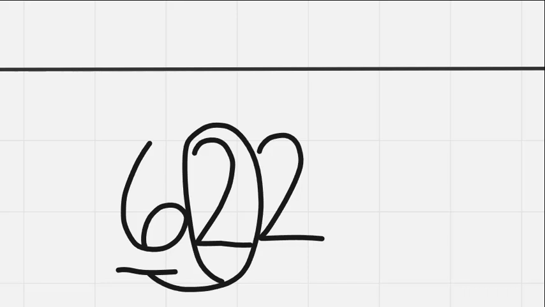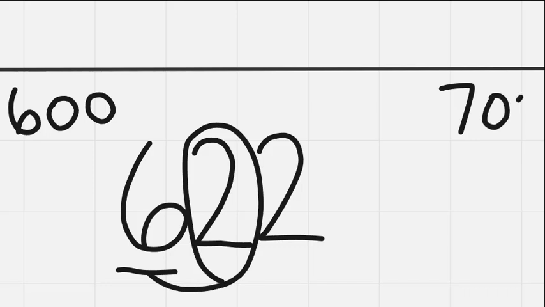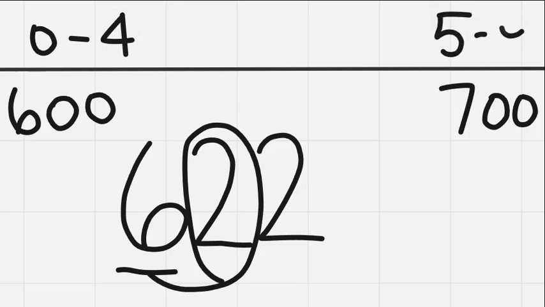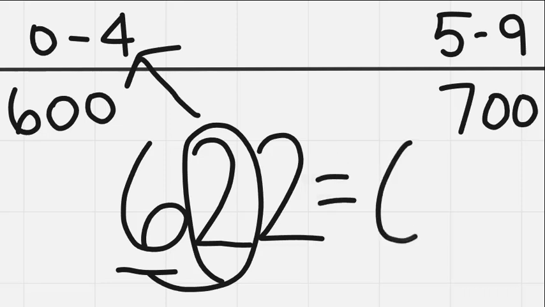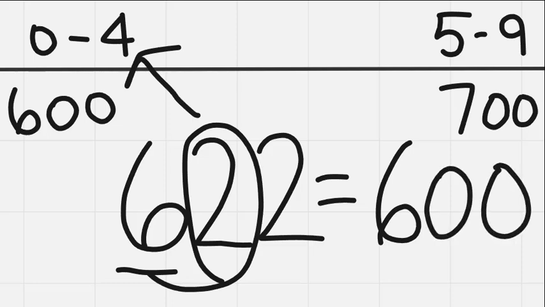What two hundreds is 622 between? It will either round down to 600 or up to 700. 0 to 4 round down, and 5 to 9 round up. Here we have a 2. The 2 is telling 622 to round down because 2 is between 0 and 4. So 622 will round down to 600. Be sure to check your answer.